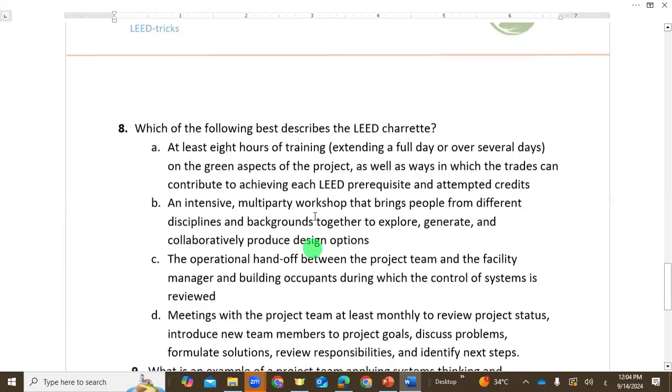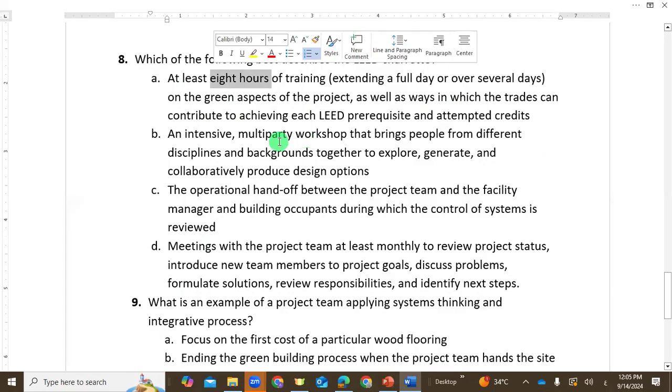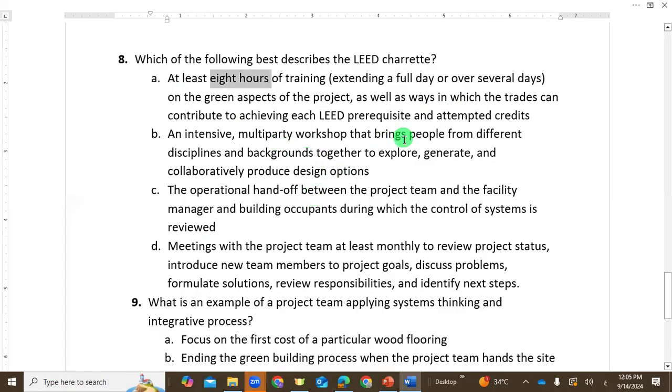Number 8. Which of the following best describes the LEED charrette? The LEED charrette is a goal-setting workshop, guys, and we have the definition. But let's read here how he wants to make you confused. At least 8 hours. Who says 8 hours? So I exclude it. Intensive multi-party workshop. Bring people from different disciplines and backgrounds to explore together. Together I like. Why? Integration. To explore, generate, collaborate, produce design option.